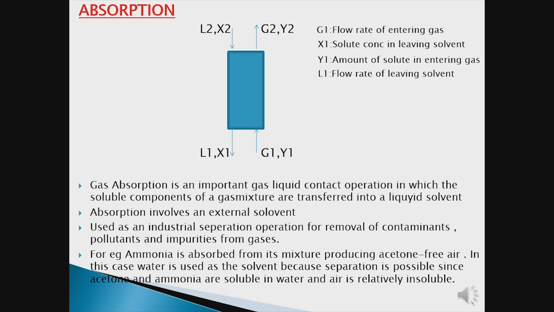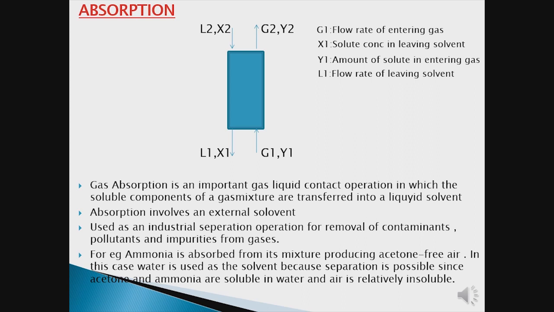For example, acetone is absorbed from its mixture with air, producing acetone-free air. In this case, water is used as the solvent because separation is possible since acetone and ammonia are soluble in water and air is relatively insoluble. So, as I mentioned in this slide, I think you have got the idea what absorption is. To tell it more briefly, we could discuss an example about absorption of ammonia from the ammonia air mixture.